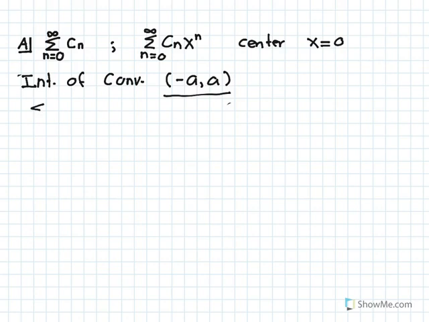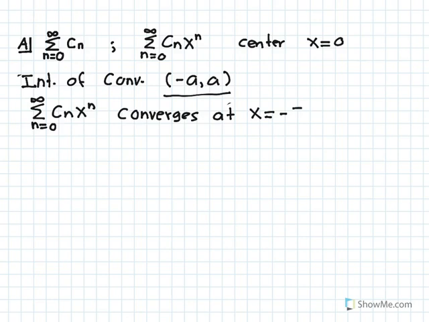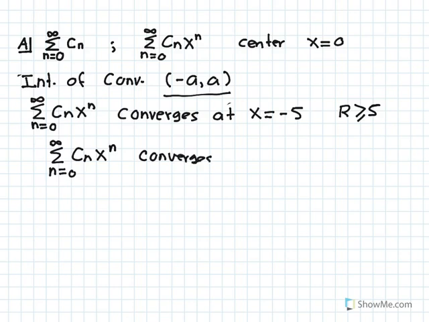Now, we know that the summation c sub n x to the power of n, n equals 0 to infinity, converges at x equals -5. That means the radius of convergence must be at least as large as 5. So the given series converges for all values of x in this interval from -5 to 5.